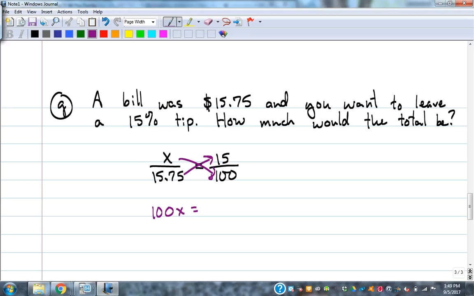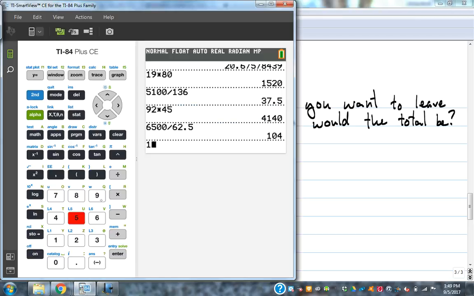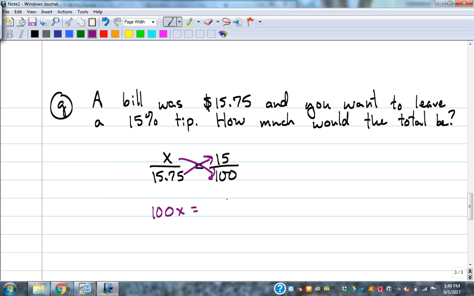100x equals 15 times 15.75. So 15 times 15 and 3/4, 236.25. Divide by 100, and our tip is $2.36 and a little bit more. Okay, we can't tip a quarter of a penny.